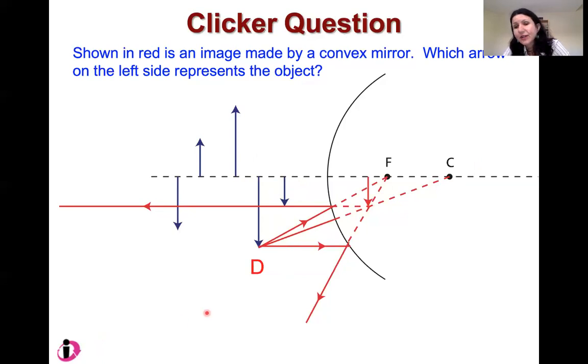And then you can also check the other principal ray. So there's the one that lines up with a focal point and reflects parallel. If we project it back, yes, it meets this tip. Or the one that's parallel and then the reflected ray is lined up with a focal point, again, goes to the tip. So it's just to check, but I think just the central ray tracing was enough to tell us that D has to be the answer for the object.